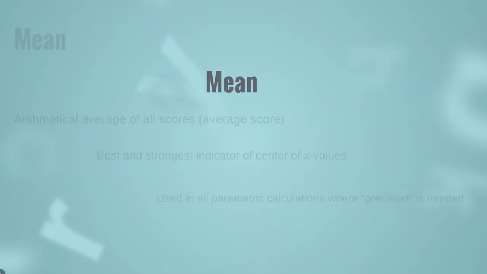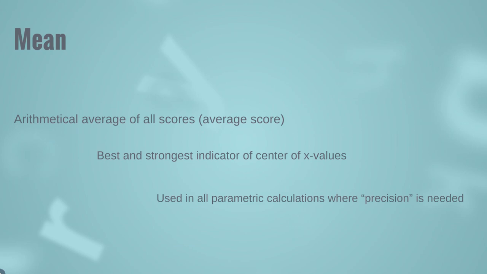Now we look at the mean. The mean is the arithmetic average. It is the best indicator of the center of the distribution, and therefore the strongest of the 3 measures of central tendency. Parametric statistics are based on the mean.